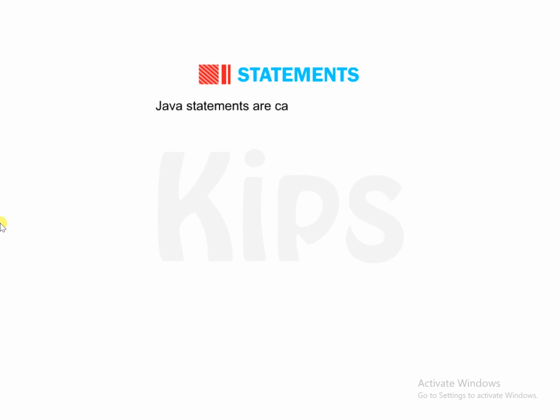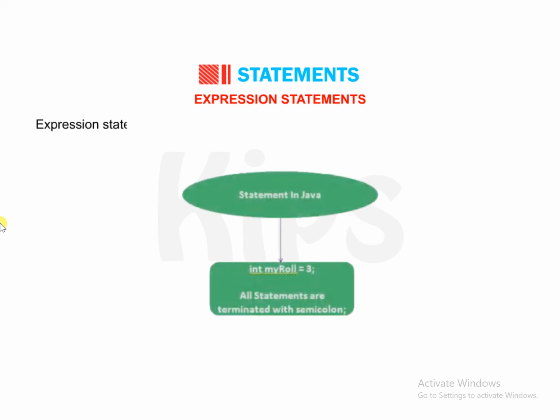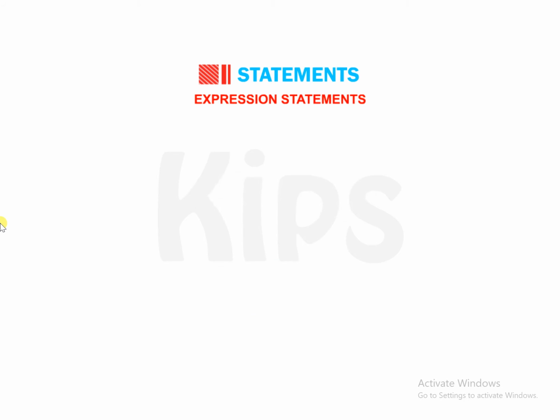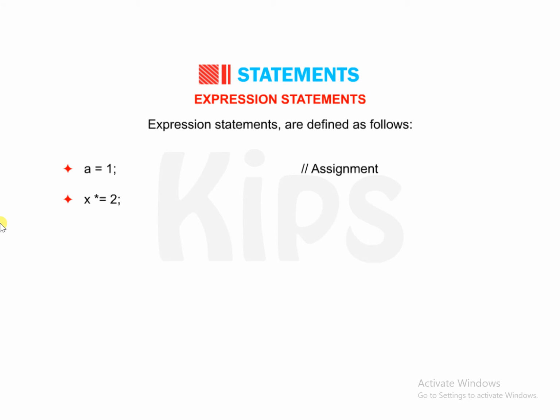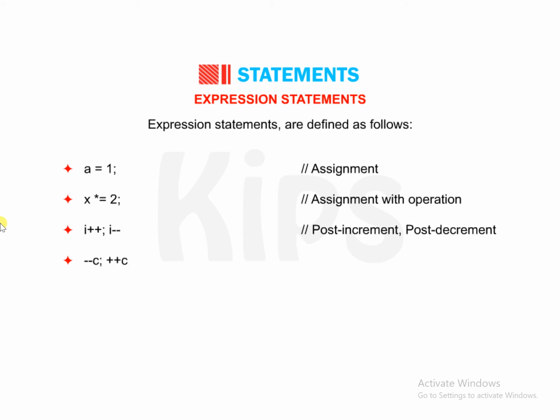Java statements are categorized as follows. Expression statements. Expression statements are valid Java expressions that are terminated by a semicolon. Expression statements are defined as follows. a = 1; Assignment. x *= 2; Assignment with operation. i++; i--; Post-increment, post-decrement. --c; ++c; Pre-decrement, pre-increment.